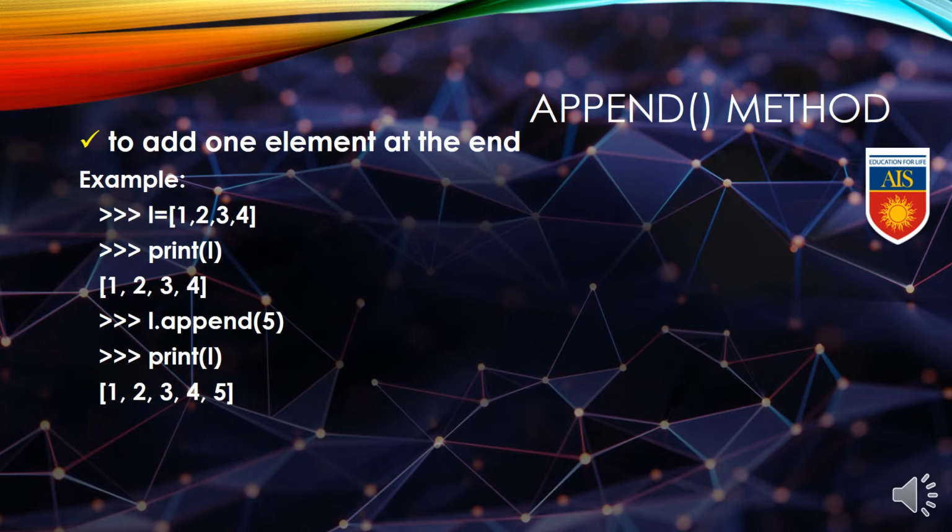Now the condition L dot append 5. That means whatever the value was there in L, we will add 5 at the end of that variable. So 1 2 3 4, and then finally it will print 5. We have added only one value, that's why it will print that value only one time. If we add some other value, it will print.